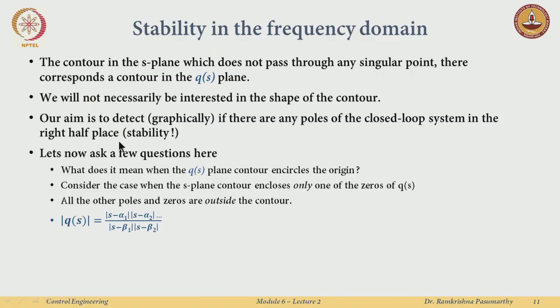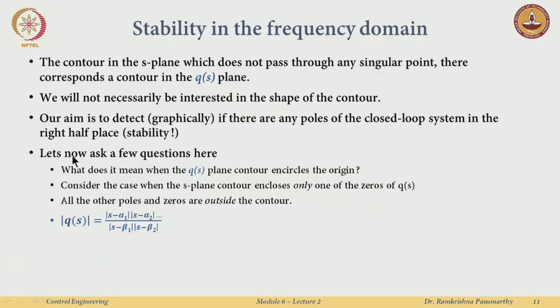Our aim here is to detect if there are any poles of the closed loop system in the right half plane. And when I detect this, there is a direct implication on stability. So I do a trick where I ask myself a question: does there exist a pole on the right half plane? I do a graphical technique. If the answer is yes, the system is unstable. If the answer is no, the system is stable.